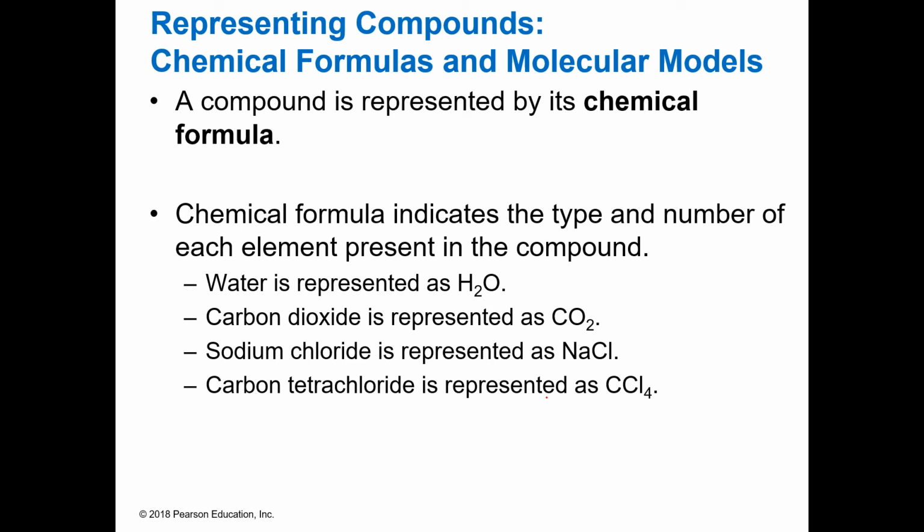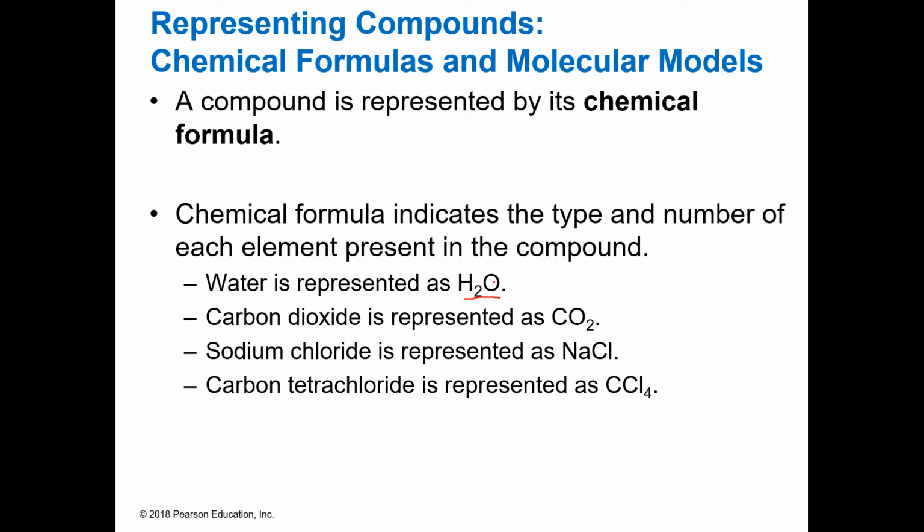Now, either way, we're going to represent our compound with its chemical formula. The chemical formula indicates the type of bond and the number of each element present. For example, the chemical formula for water is H2O. There's 2 hydrogens and 1 oxygen. Carbon dioxide is CO2. There's 1 carbon to every 2 oxygens.